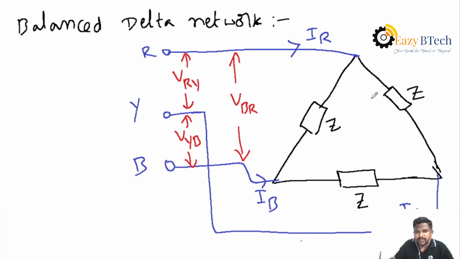Then similarly, we know it is a loop. Then for the current passing in the loop, you can take directions here. This current is coming from B to R, that's why we consider IBR. This is IRY. The direction from Y to B, that's why the current we consider is IYB. Okay, IRY, IYB, and IBR are called the phase currents. IR, IY, IB are called the line currents.